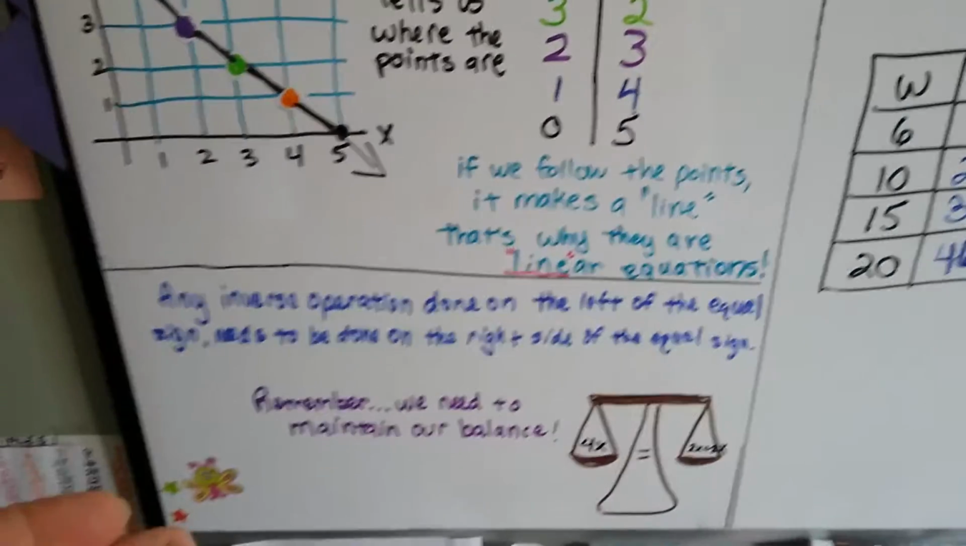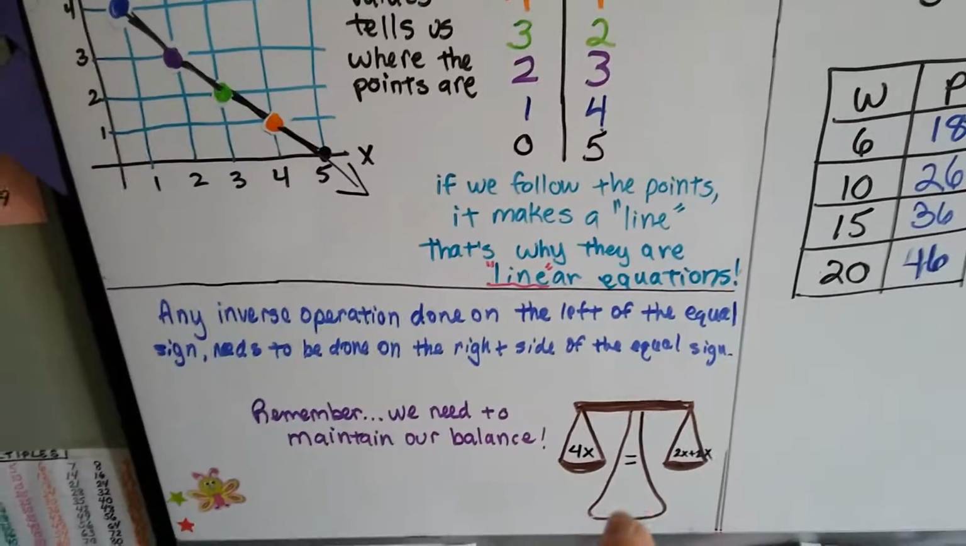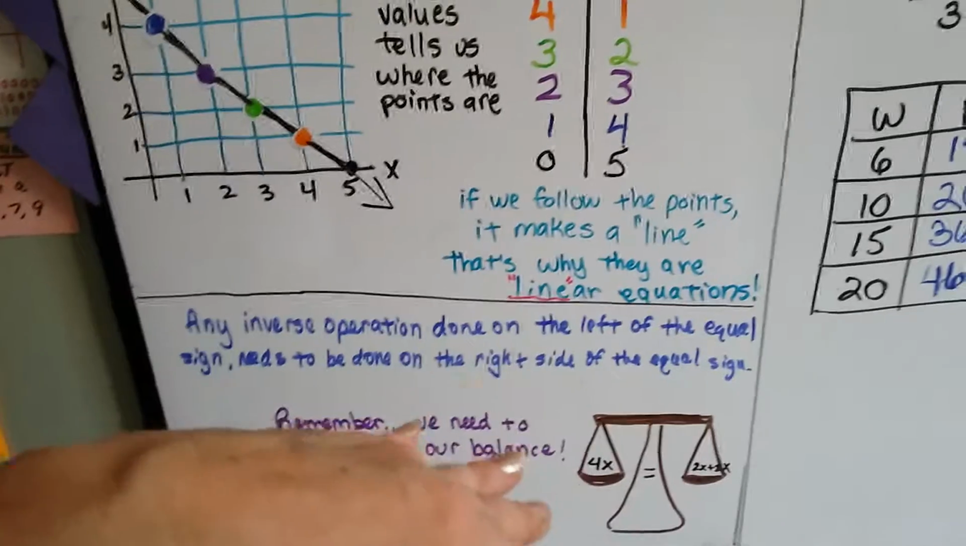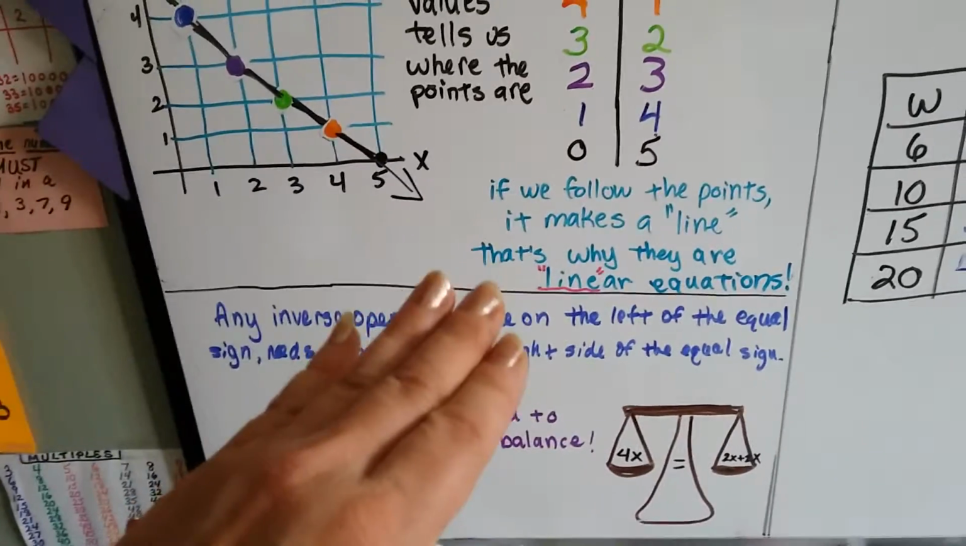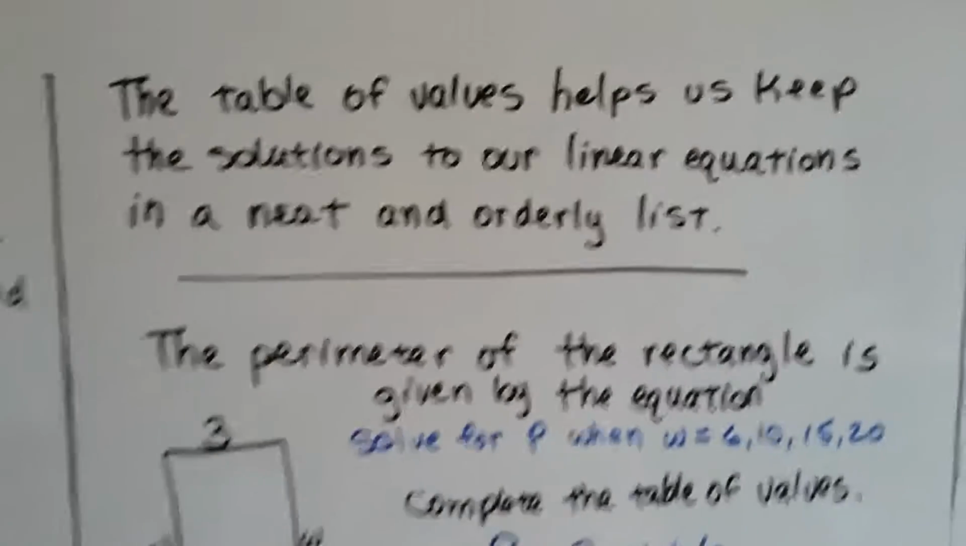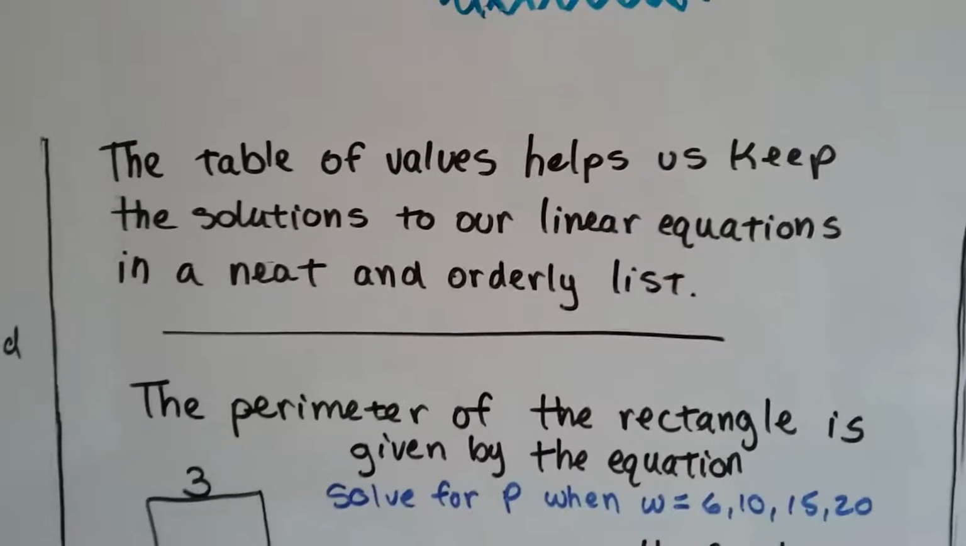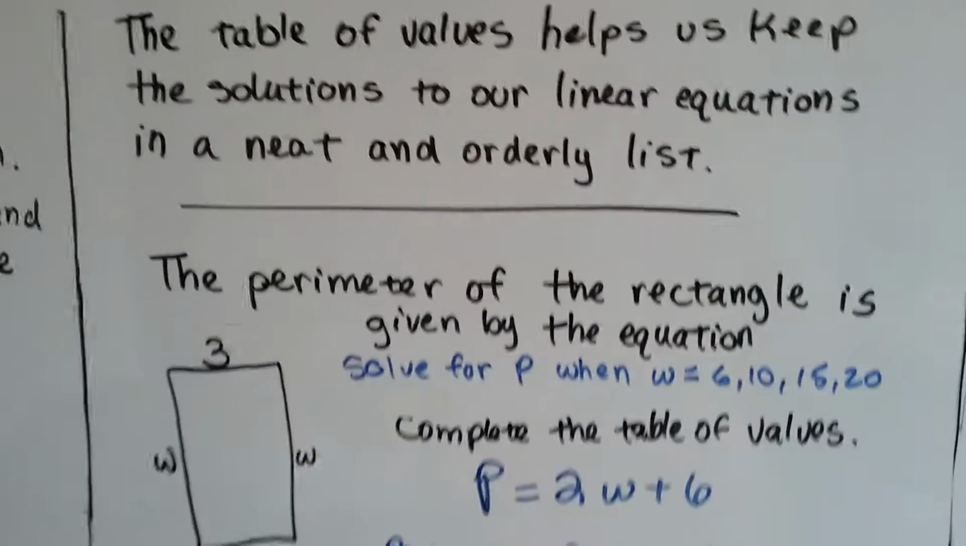So, just remember, whatever we do to one side, we have to do to the other side of the equal sign. And you think of it like a scale, and you don't want the scale to tip one way or the other. You want it to be balanced, okay? So, the table of values helps us keep the solutions to our linear equations in a neat and orderly list. So look at this one.